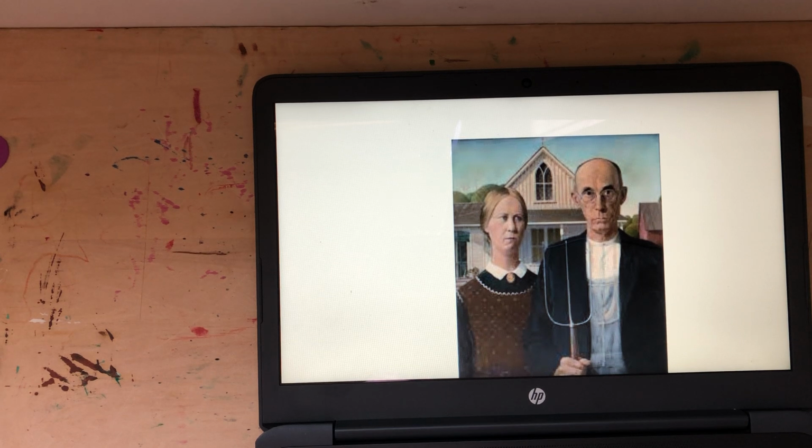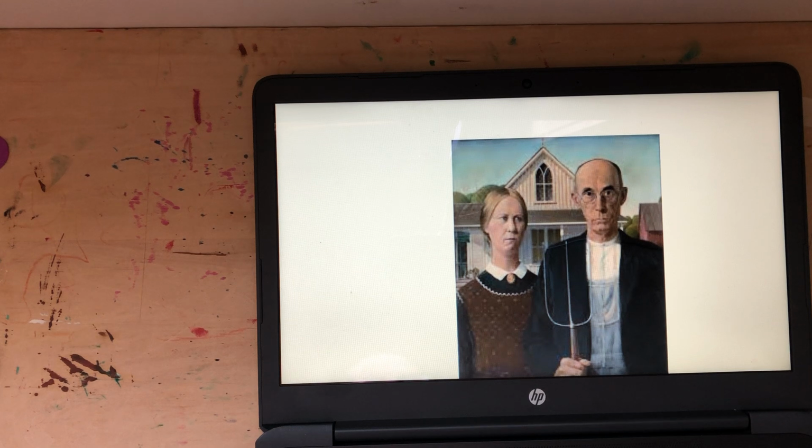Remember, this was a period called the Industrial Revolution, where many people were leaving farm life and going to the city, and the people that were left to farm and to work out in the country, it was hard. They would get up early in the morning, work all the way through the day, and go to bed tired. And Grant Wood was really impressed with how hard they worked.